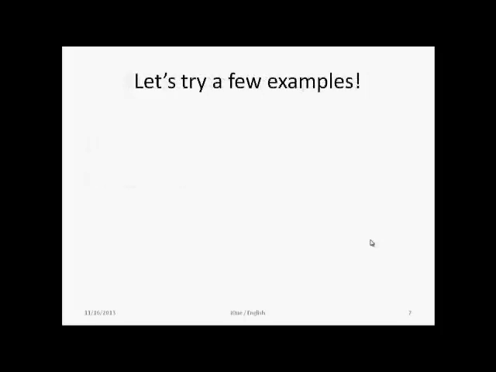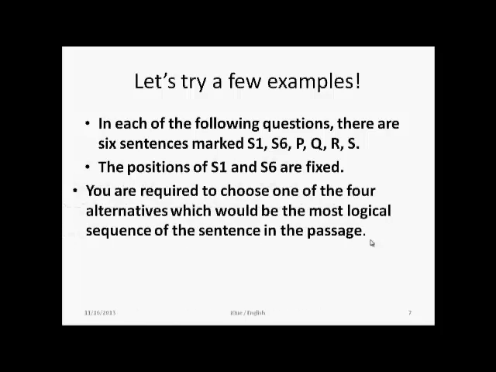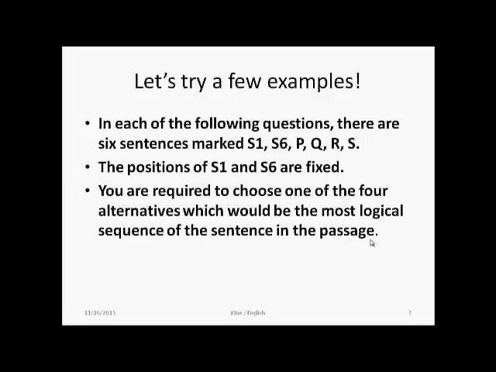Now, let us try a few examples to get a sense of how to go about solving questions on jumbled passages. The instructions are as follows. In each of the following questions, there are 6 sentences marked S1, S6, P, Q, R, and S. The positions of S1 and S6 are fixed, which means S1 is the given beginning of the statement and S6 is given as the end statement. You are required to choose one of the 4 alternatives which would be the most logical sequence of the sentences in the passage.